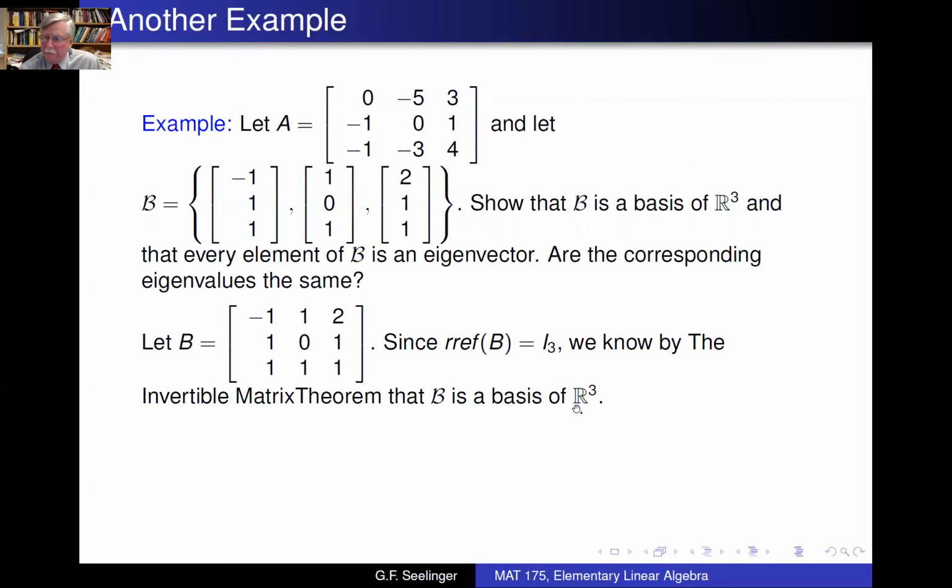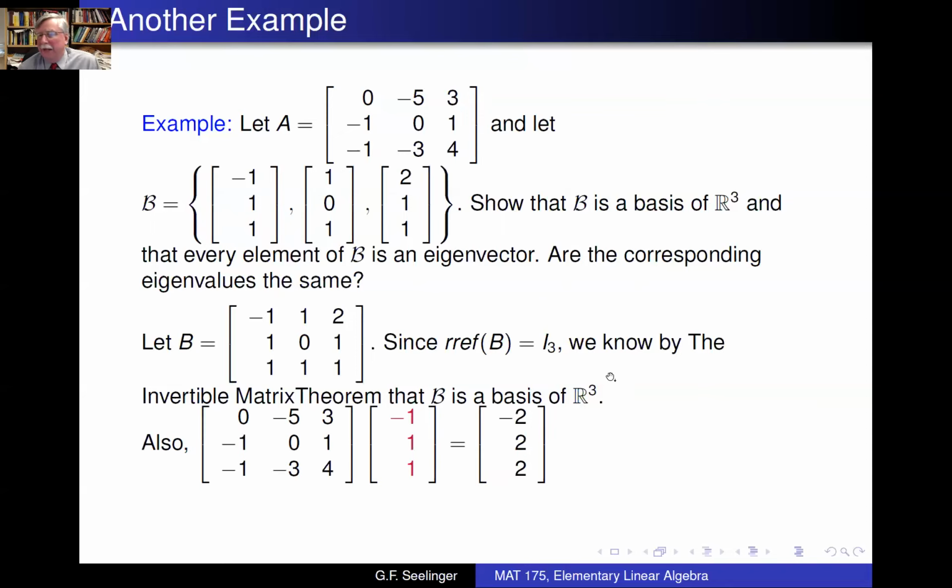Now again, remember, when we did the invertible matrix theorem, we didn't have the term basis. But because it reduces to the identity matrix, the columns of B are both linearly independent and they generate. So that's what a basis is. So by the invertible matrix theorem, this is actually a basis. So show that B is a basis of R3. We've done that part. All right.